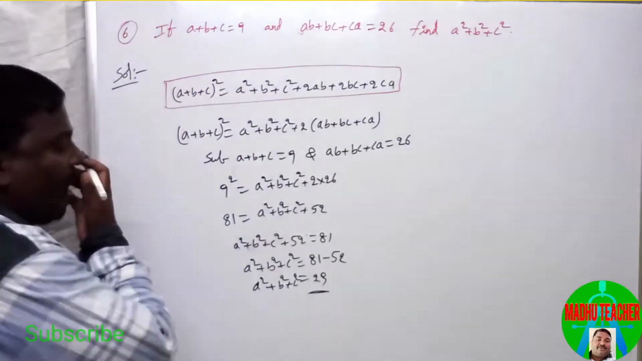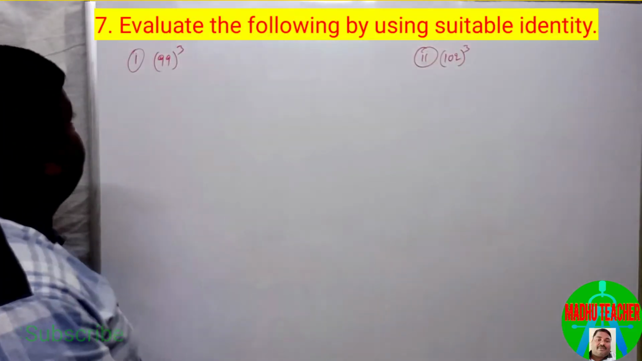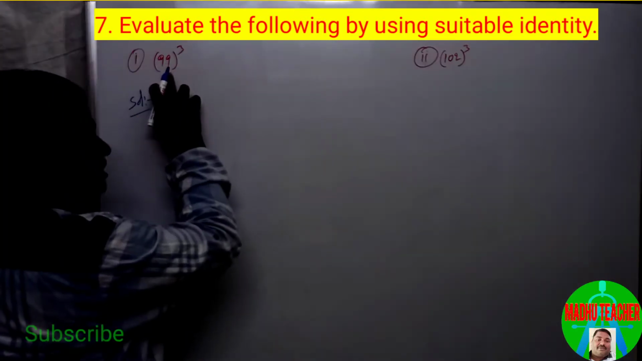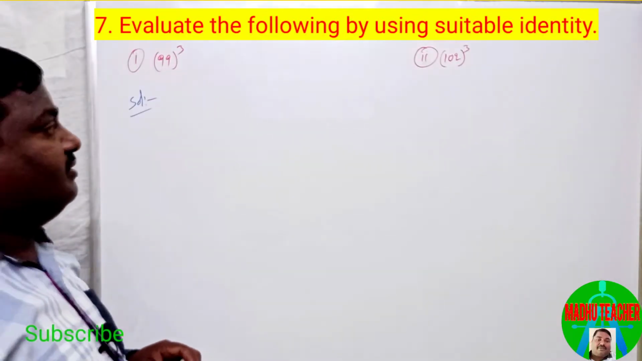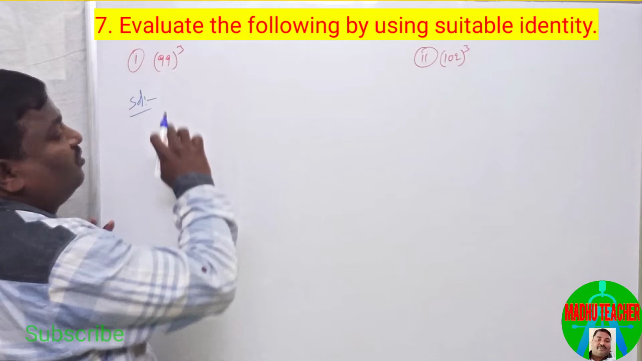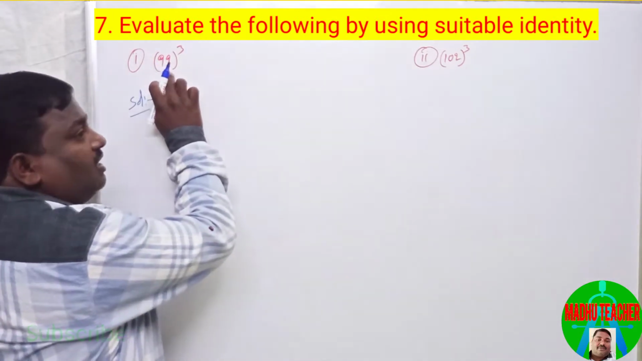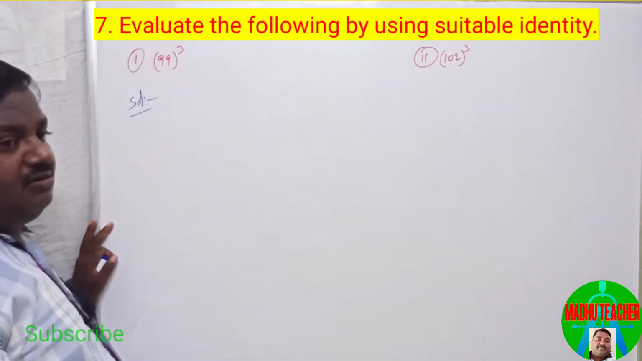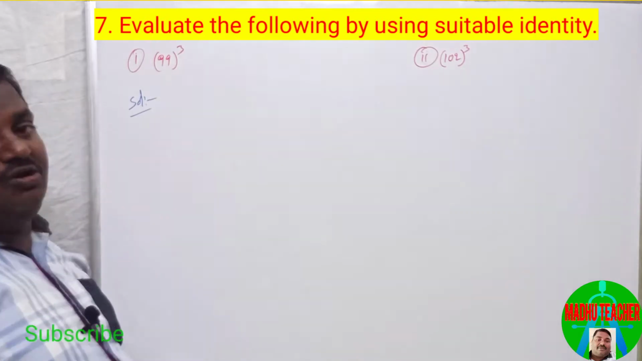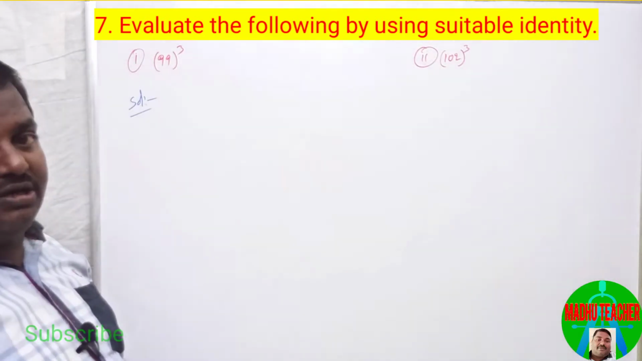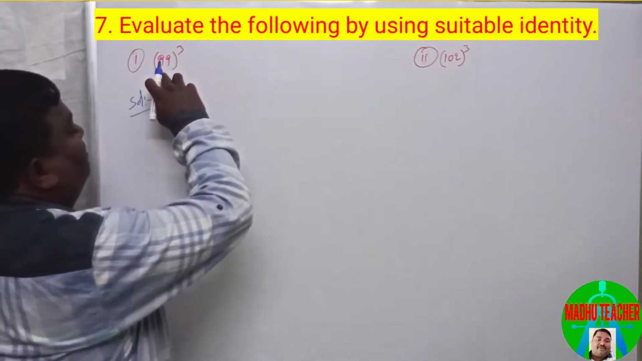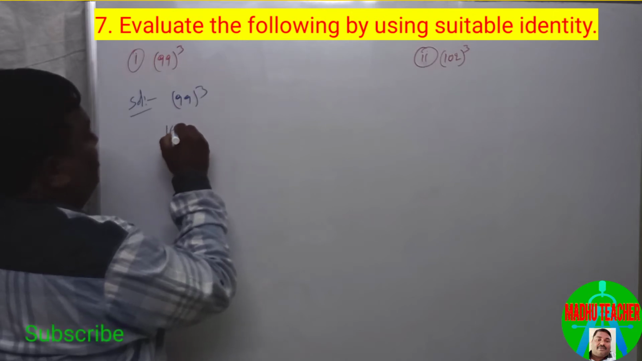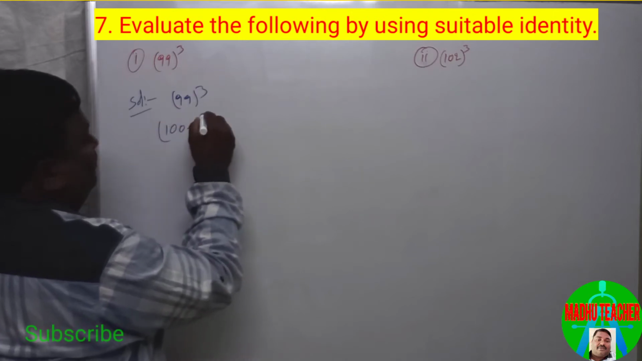So the next question, the seventh question, is: evaluate the following by using a suitable identity. To calculate this, we should use a suitable identity. Okay. So the first one is 99 whole cube. You have to calculate 99 whole cube without actual multiplication. You have to find the value of 99 whole cube by using an identity. So first of all, you have to write it in identity form. So this you can write as (100 minus 1) whole cube.